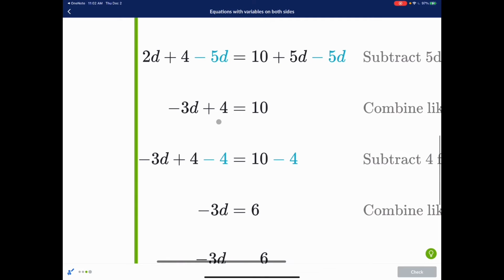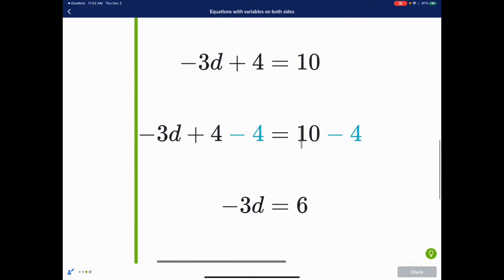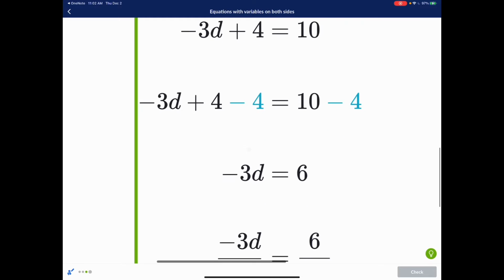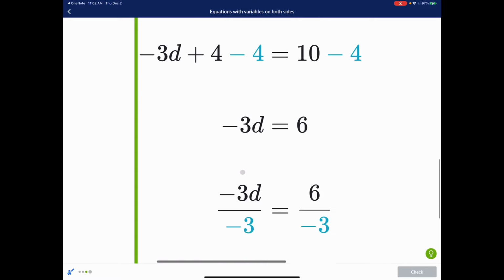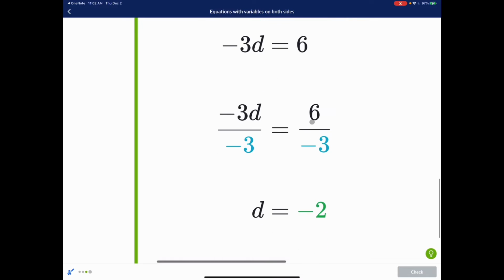And then he subtracted the 4 on both sides. 10 minus 4 is 6. And then negative 3d plus this becomes 0. This entire thing becomes 0 because 4 minus 4 is 0. Negative 3d plus 0 is negative 3d. And then divide negative 3 on both sides. And then 6 divided by negative 3 is negative 2.